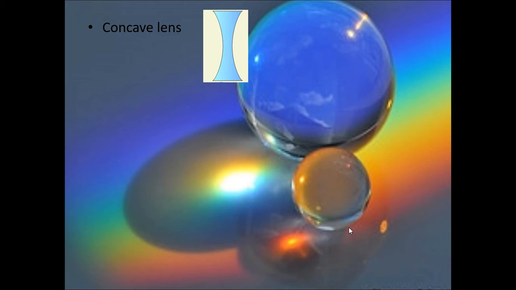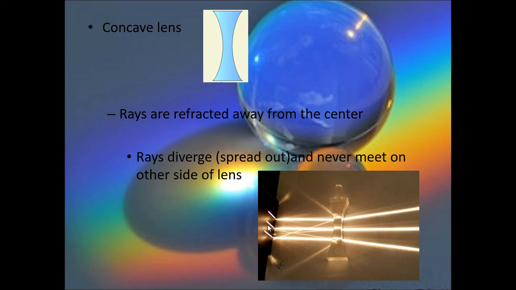For a concave lens, rays are refracted away from the center. You will see here there's a light ray. You have a ray box here. Light passes from this point to this point, and at this point it becomes spread out. It diverges from the center. Now the angle here is bigger. It is bent outward. They will never meet on the other side of the lens, so you don't have any focal point for a concave lens.